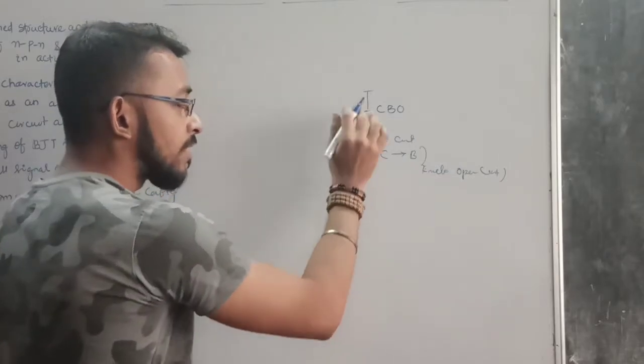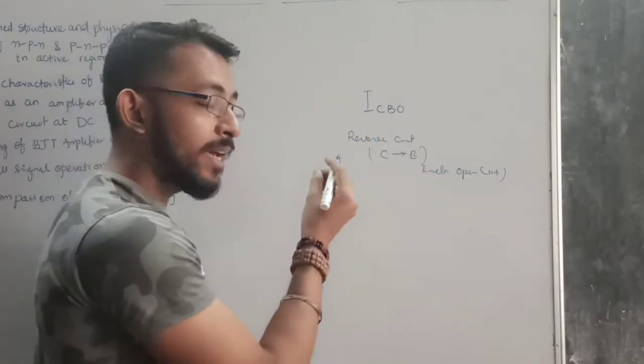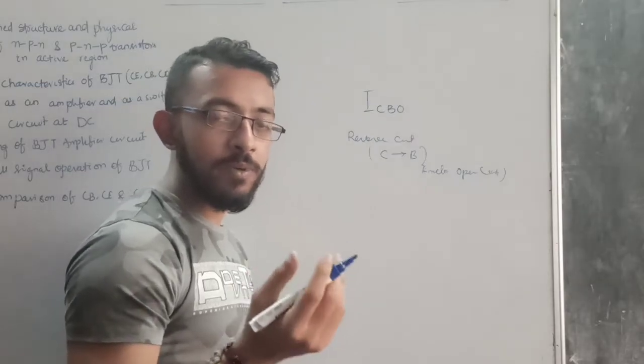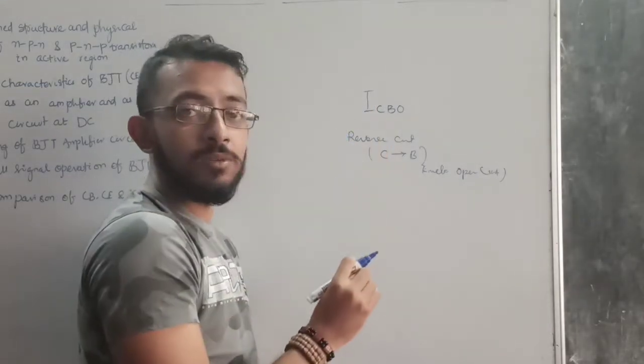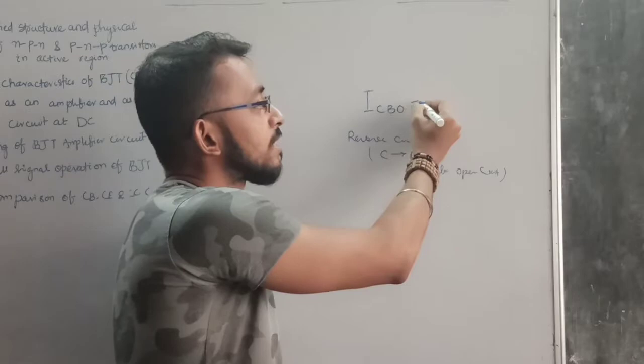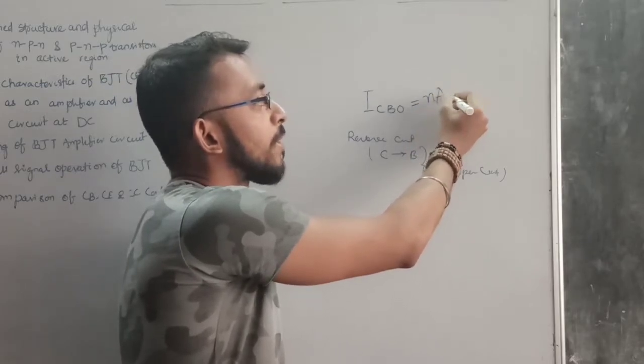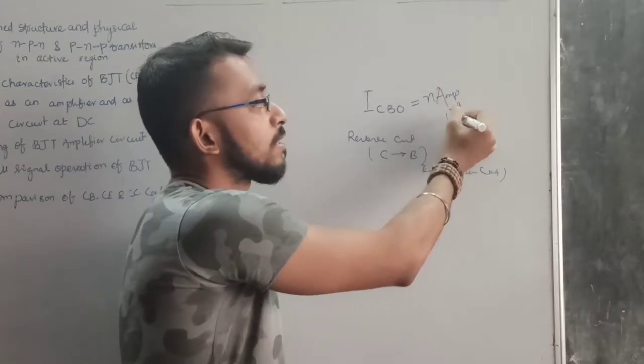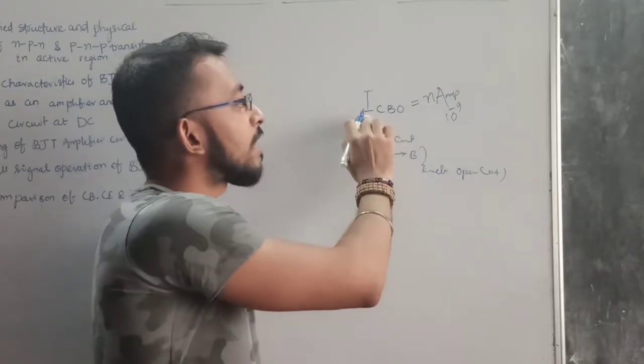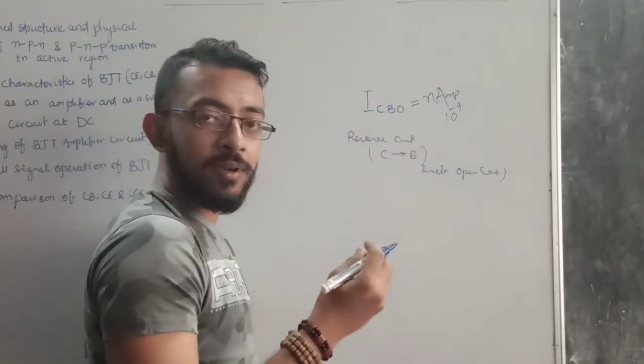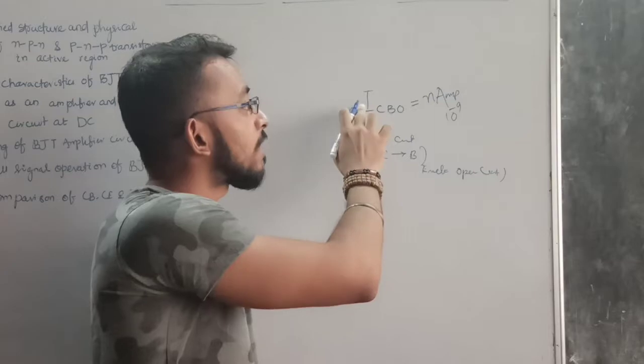This current ICBO we generally neglect in our calculations, in our numericals. We generally neglect it because its range is in nanoamperes, meaning 10 to the power minus 9. That's why we can neglect it. If a question does not give ICBO, we can easily neglect it.